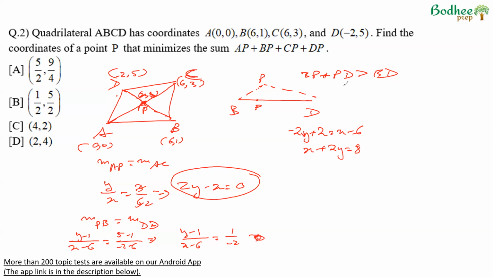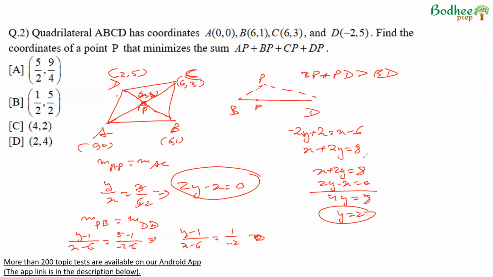x + 2y = 8. Now we have to find the point of intersection of x + 2y = 8 and 2y - x = 0. Add these two, we get 4y = 8, which means y = 2.